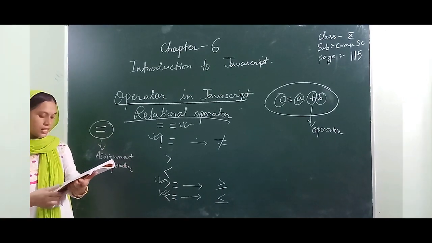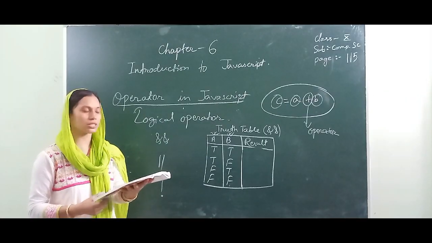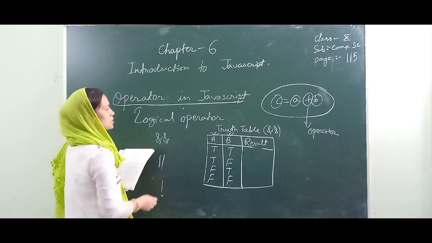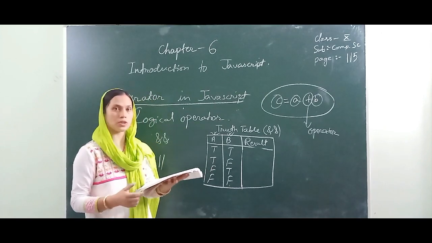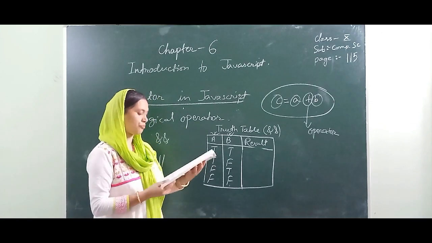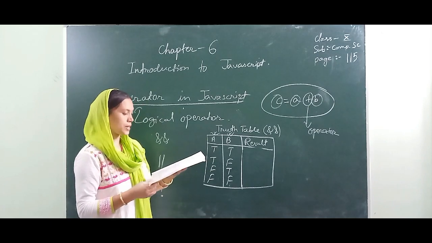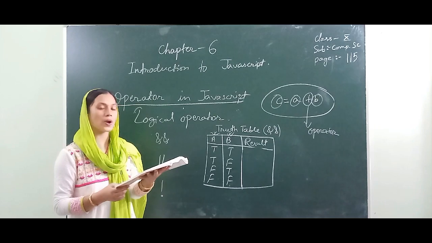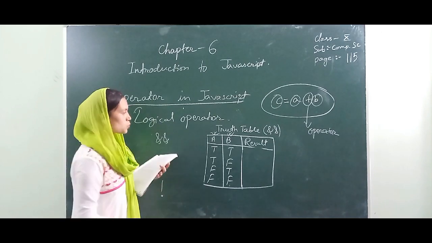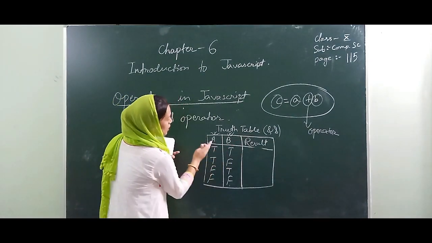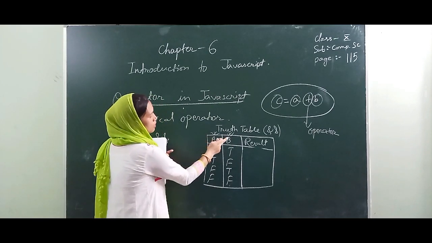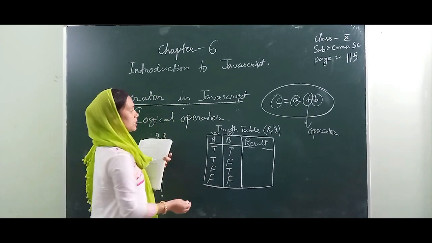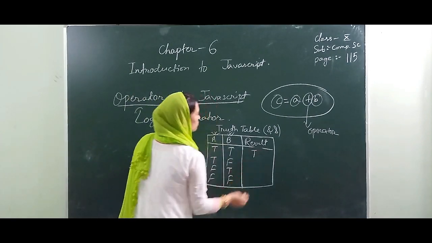Next, let's learn logical operators. We have 3 logical operators: AND, OR, and NOT. Let's learn the AND with the help of a truth table, as we have already learned even in class 9. In the AND operator, the result will be true if both the conditions are true, otherwise it will be false. Here, let's take 2 variables A and B, and the first one true, true. That means both the conditions are satisfied, so the result will be true.